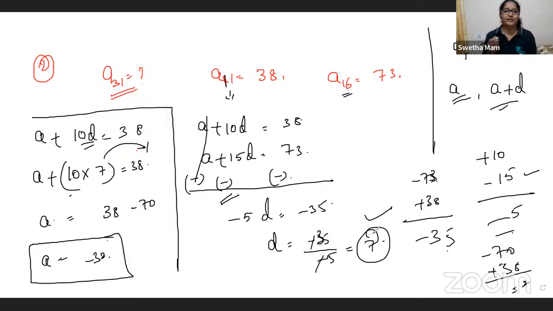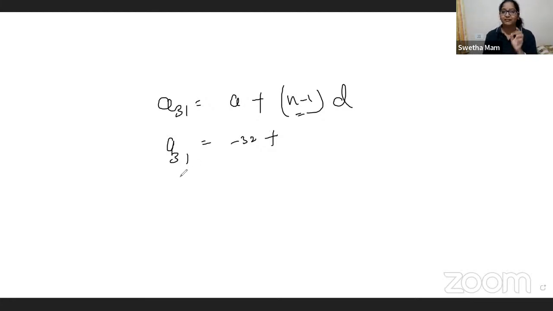D is 7. Now we can find the value of A31. Right? I will write once again. A31 is equal to A plus (N minus 1) into D. So we are finding A31. What is A here? We got minus 32. What is N? Which term are you finding? 31. So it is 31 minus 1, that is 30, and D is 7.